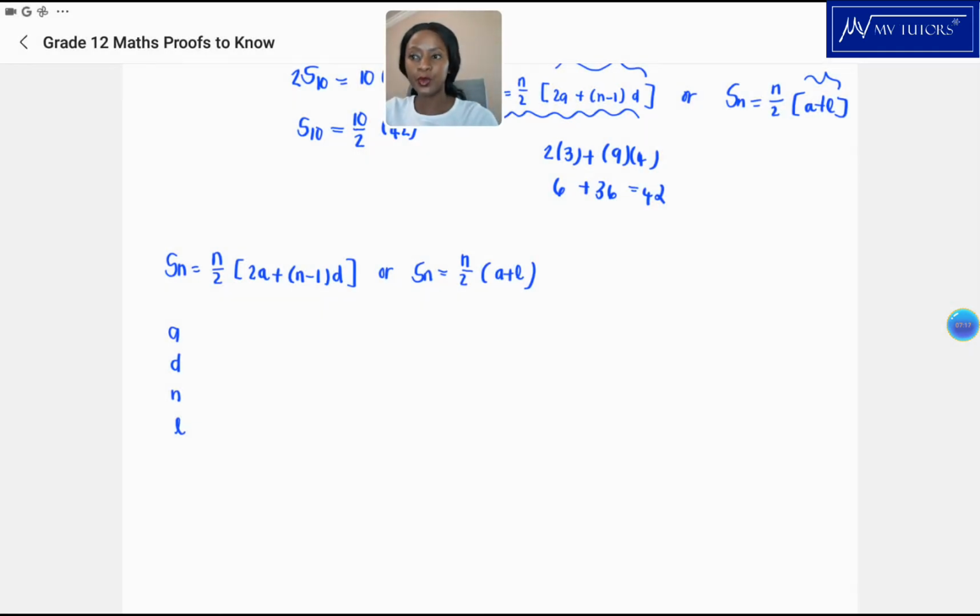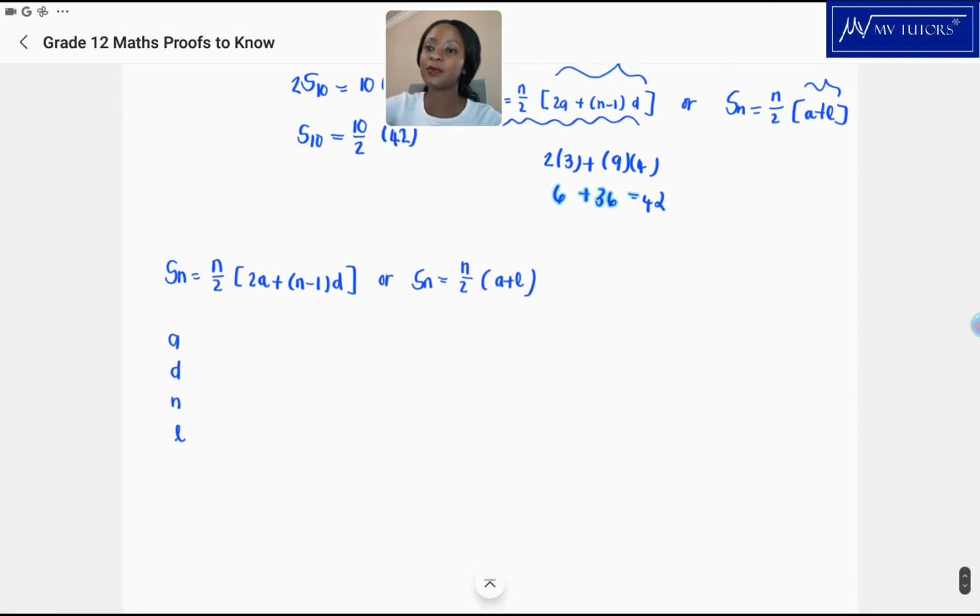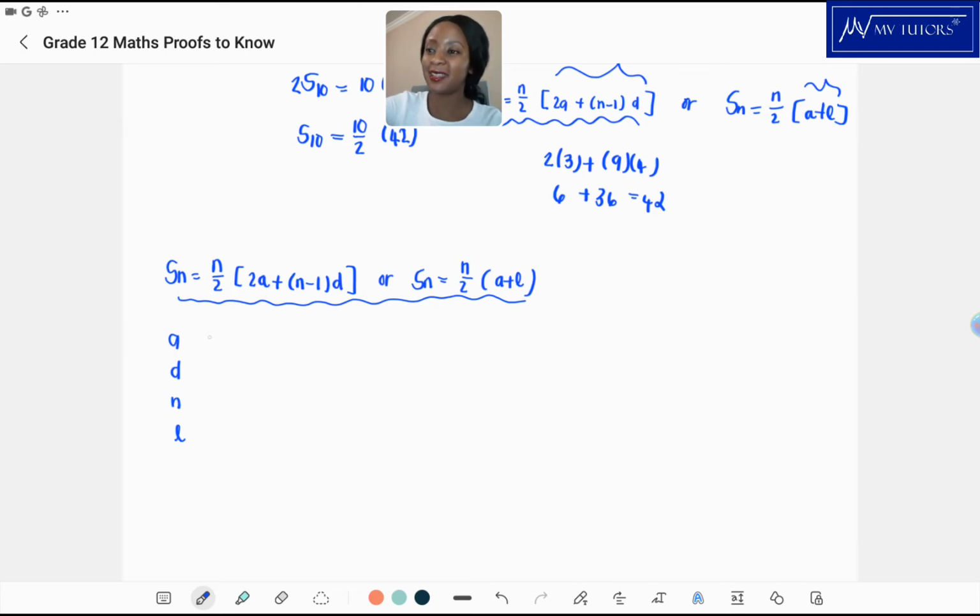So if we want to prove that the sum of an arithmetic series is equal to all of this, I know that a represents the first term of my series, and d represents the common difference. There's always a common difference in an arithmetic series. And n represents the nth term, the placing of your term in the series.